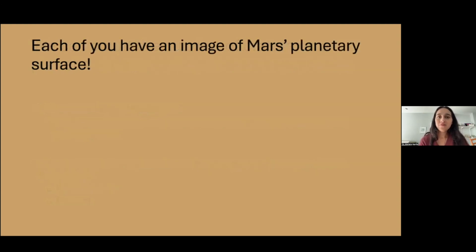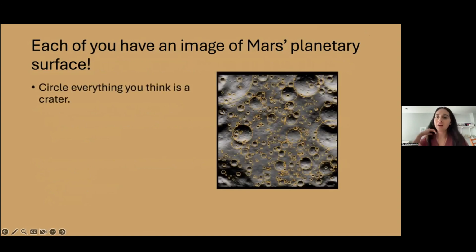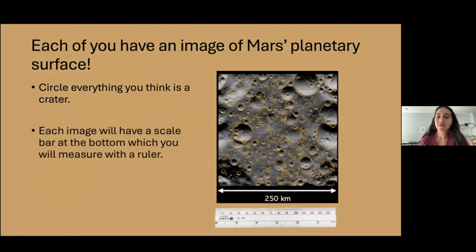Great. So each of you should have received an image of Mars' surface. So we're going to analyze that. But first, let's talk about how we can do it. You don't have to do it yet. I'm just going to give a brief overview of what it'll be like, and we'll go more into depth. Basically, you're going to circle everything that looks like a crater on your image when you go to the breakout rooms. And each image is going to have a scale at the bottom.